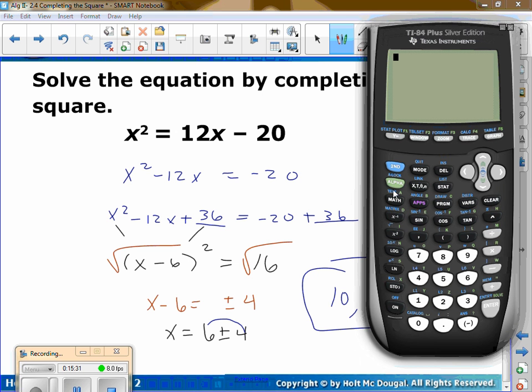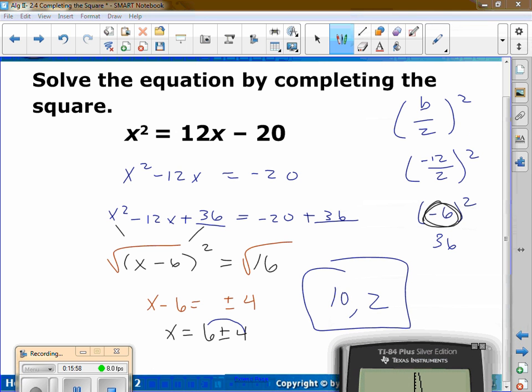What this is saying is, if I put it in my calculator, x squared, I have to put it all on one side, minus 12x plus 20. I have one that crosses here at 2, and the other one crosses here at 10. Those are my two zeros. 6 plus 4, 6 minus 4. That's what the plus or minus means. It means you have two problems. You really have 6 plus 4, and you really have 6 minus 4.